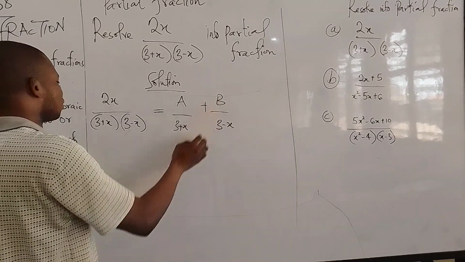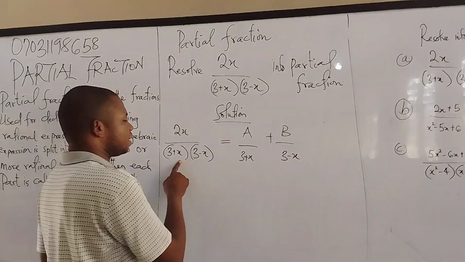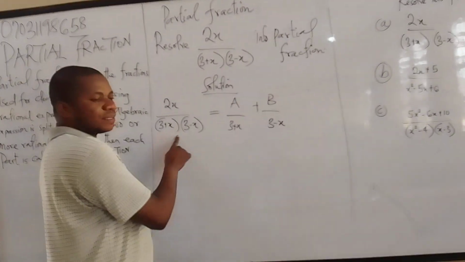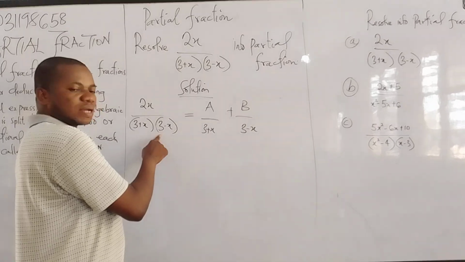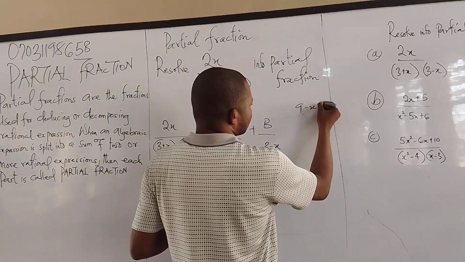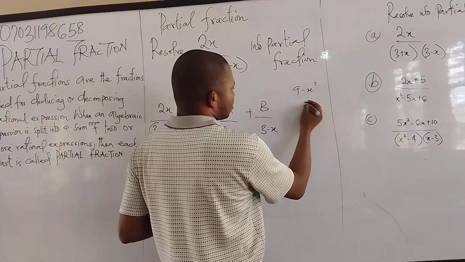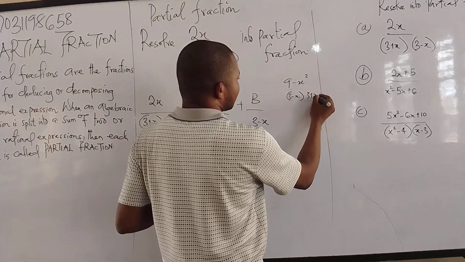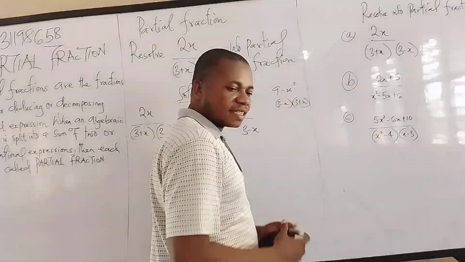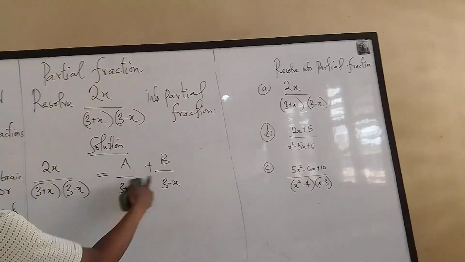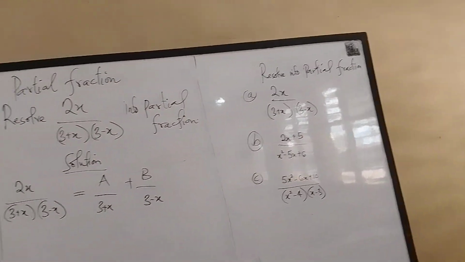Why we are doing this is because the factors we have here, they are factorizable. Of course, what we are having here is difference of two squares, which is 9 minus x squared. When we factorize, we got 3 minus x and 3 plus x. So meaning that it is factorizable. So based on that, we are making use of this expression.